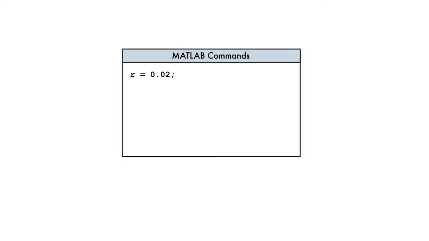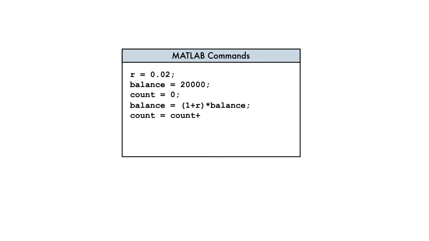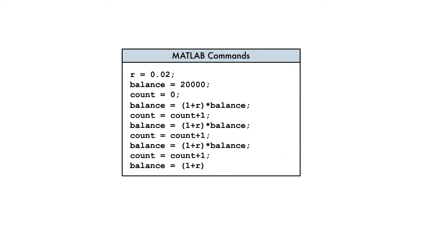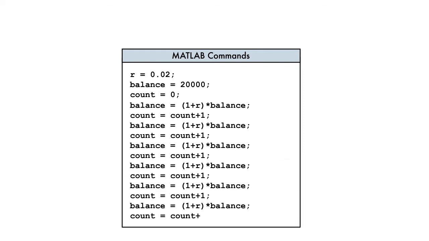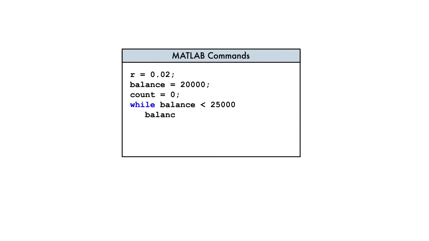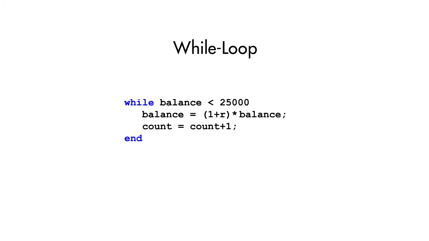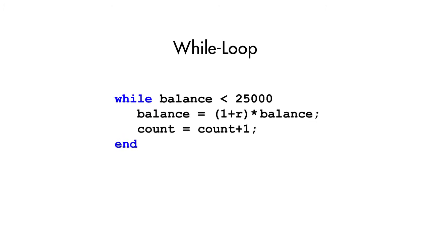First, we'll create a variable for the interest rate and one for the account balance, which has an initial value of $20,000. We'll also create the variable count to keep track of how many times we've compounded the interest so far. We can update the values of balance and count after each compounding period by using the two commands shown. Unfortunately, we'll have to enter these commands repeatedly and check each time to see if our savings goal has been met. However, by placing the commands inside of a while loop, the commands will be automatically executed again and again until our savings goal is satisfied.